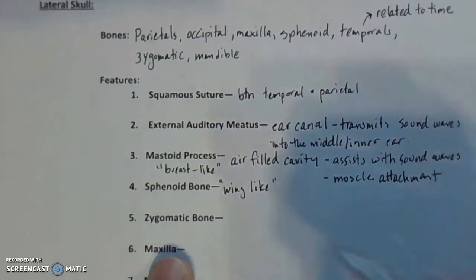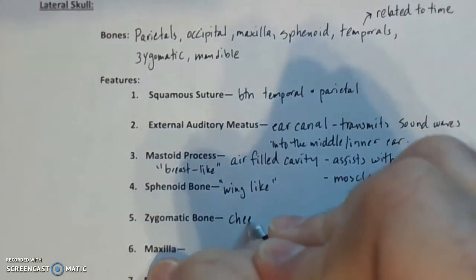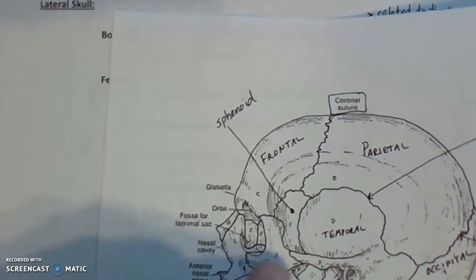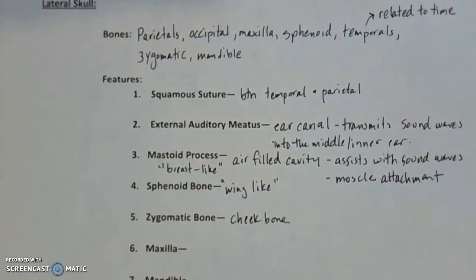The zygomatic bone is what we commonly call our cheekbone. Underneath your eye, if you feel that and go across about halfway between your eye and your ear, you feel that structure. This is prominent, and that forms your cheekbone across. It goes right above your ear opening and connects with the temporal bone, about right past your eye socket.